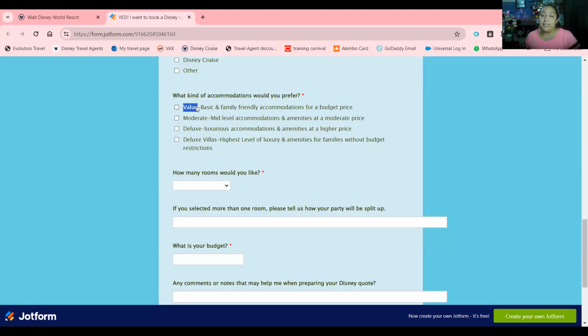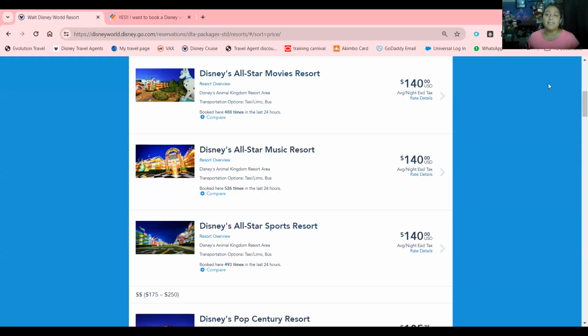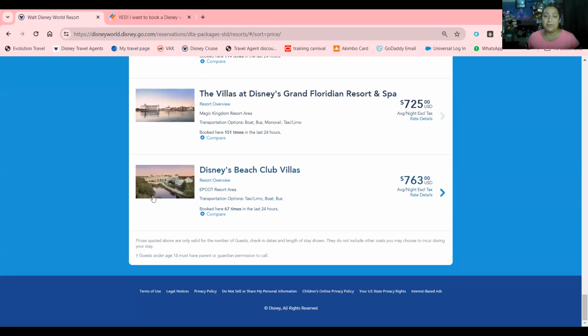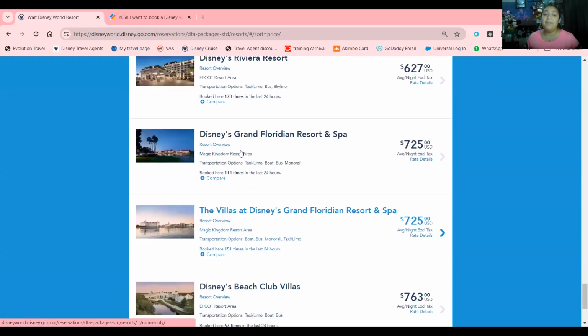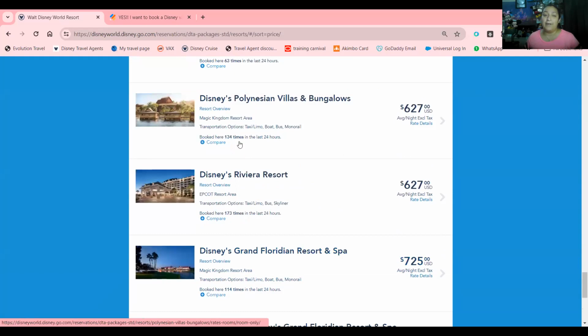There, it's called value, which is basic and family friendly accommodations for a budget price. We have the moderate, which is a mid-level pricing. We have the deluxe, which is the luxury one or the higher price. And we have the villas, which is the highest, with no budget. The villas are the ones that you see all the way down here. All of these, you see villas. These are the more expensive ones, okay? These are the ones that are very nice, very pretty. Outside, you have like the giraffes and stuff like that.